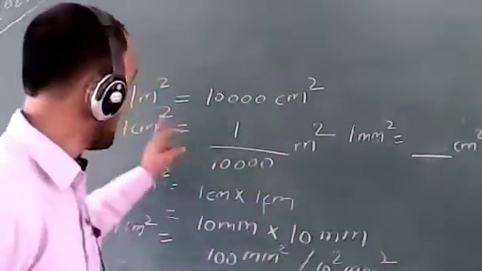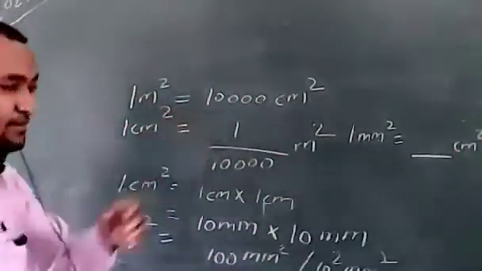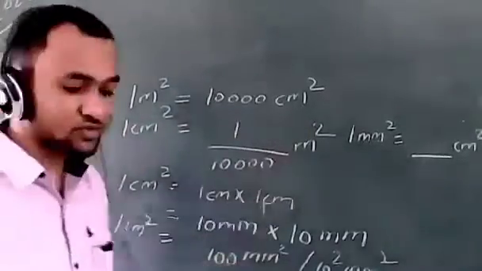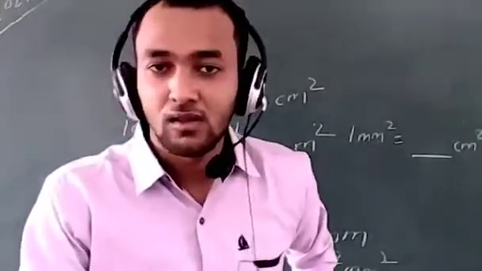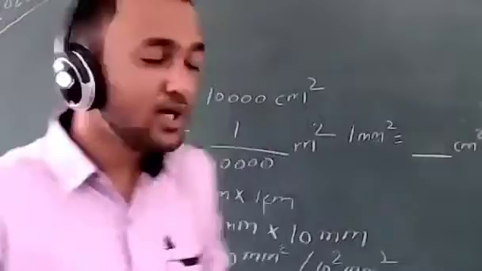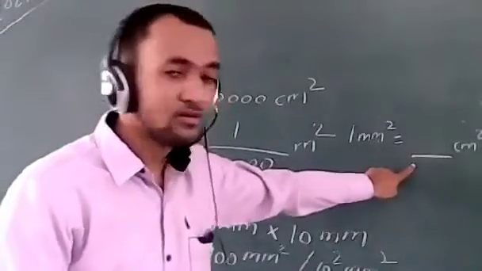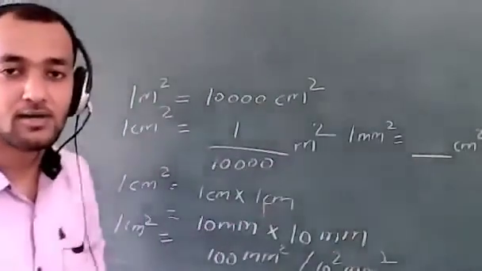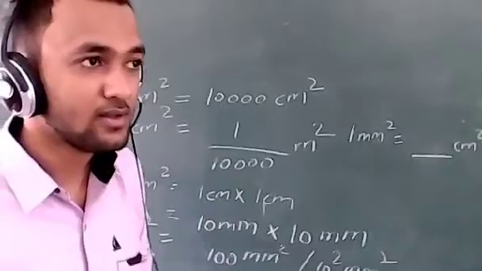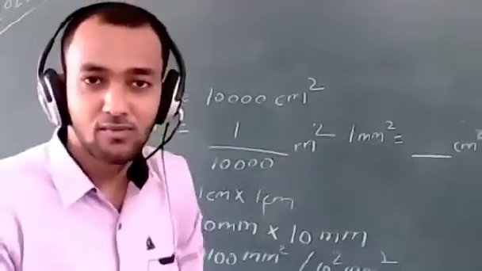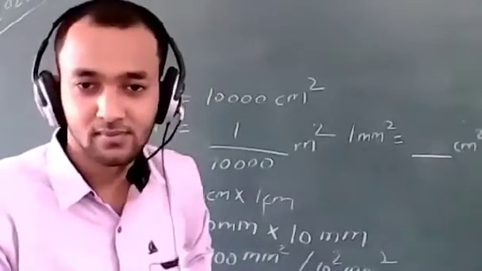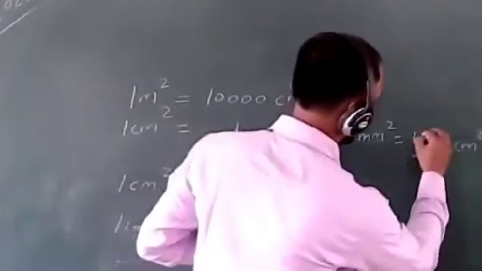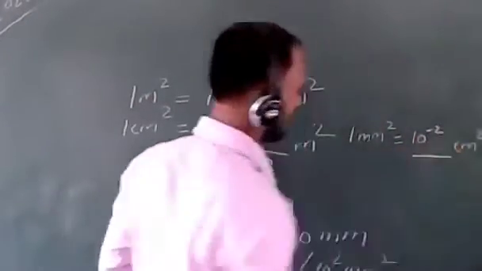Use the same pattern as we have converted meter square into centimeter square, and then centimeter square into meter square. Okay. Akshat Rai, can you answer this? Sir, 10 to the power minus 2 centimeter square. Very good, Akshat. So the answer will be 10 raised to the power minus 2 centimeter square.